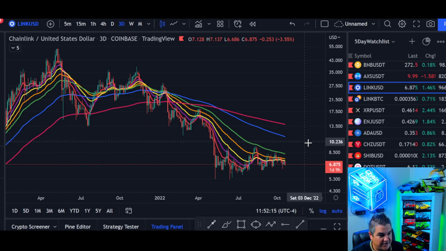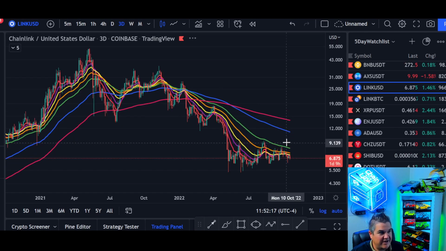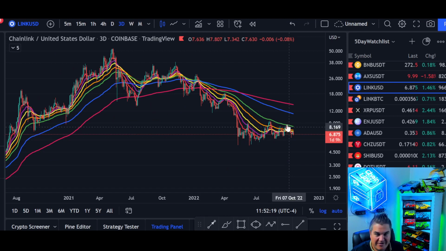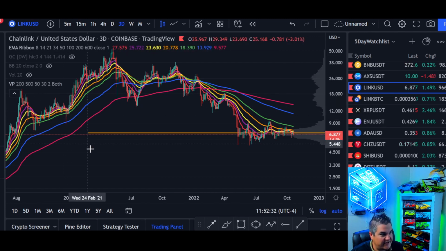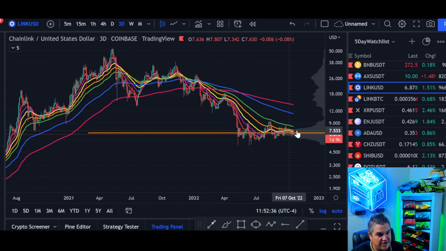Let's zoom in. How about the 3-day? Why the 3-day? The 3-day is a little bit between the daily and the weekly. So not as zoomed out as the weekly and a little bit more info than the daily. And more importantly, I love the volume profile using the 3-day. It shows where the most volume has taken place, most transactions, just north of $7 for Chainlink.